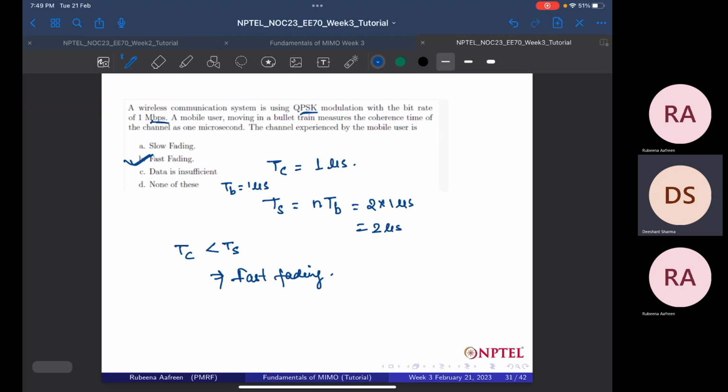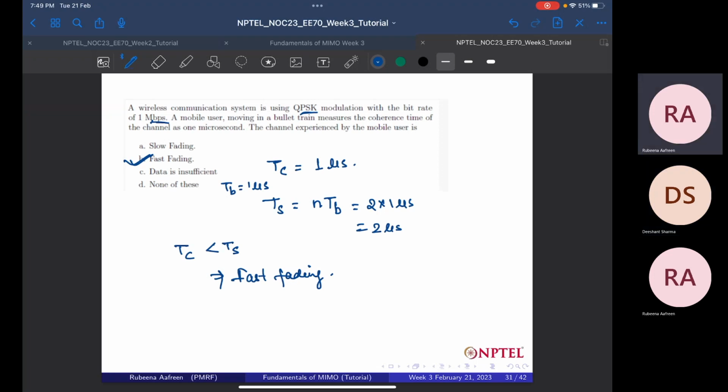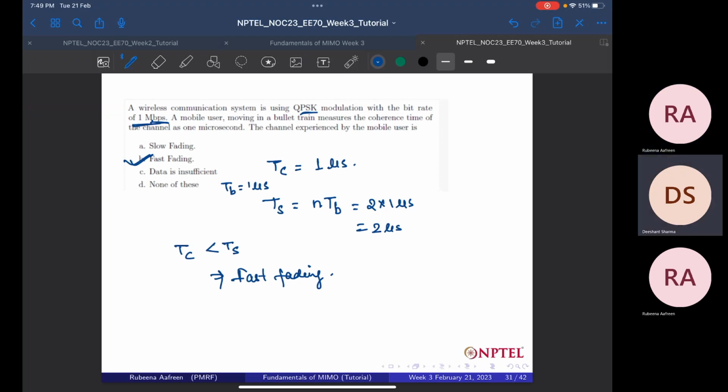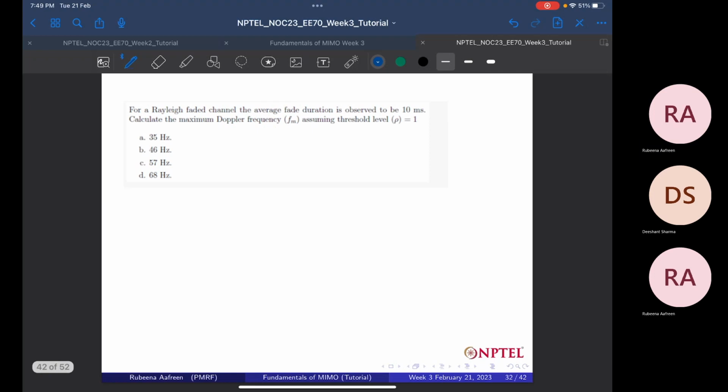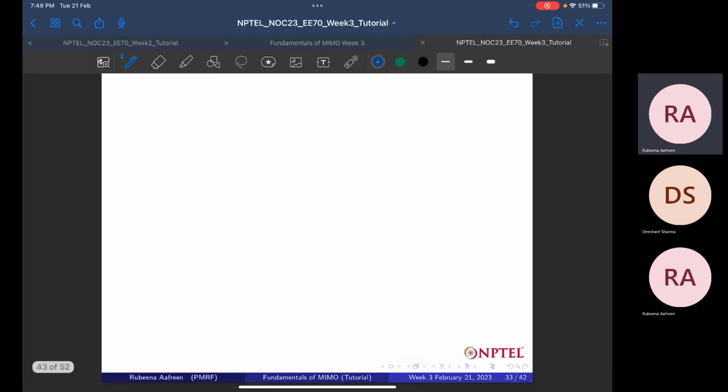How did you find that TB is 1 microsecond? Here bitrate is given as 1 megabit per second. Okay, so 1 by 1. Okay, any doubt? This concept we will discuss in the next class and we will take up this question again.